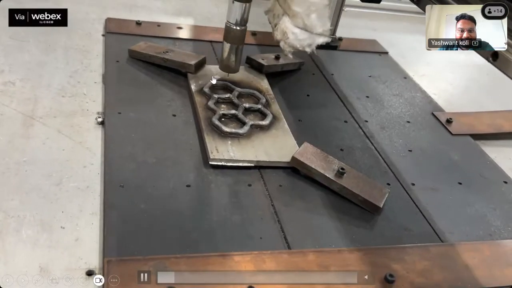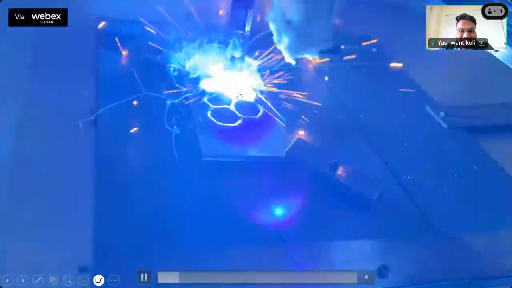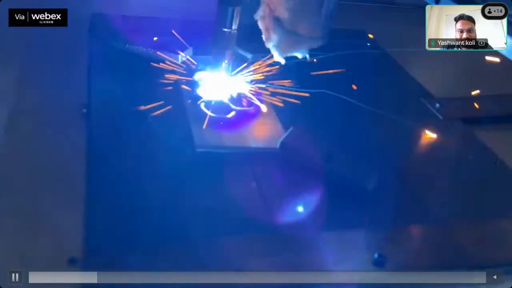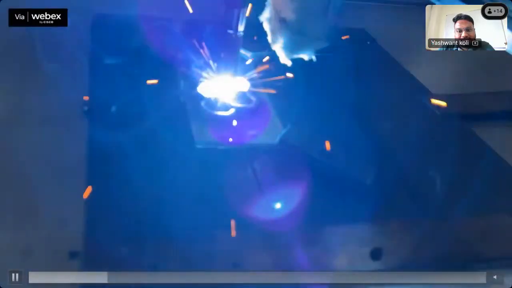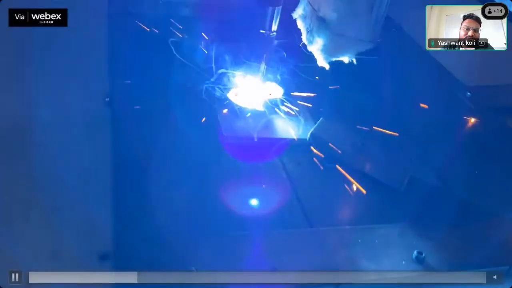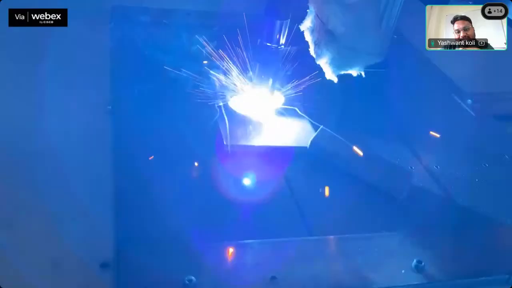You can see the G codes are available. Now the arcing is started, and the torch will trace the path. It will trace the path as per your G codes that you have generated through the software.